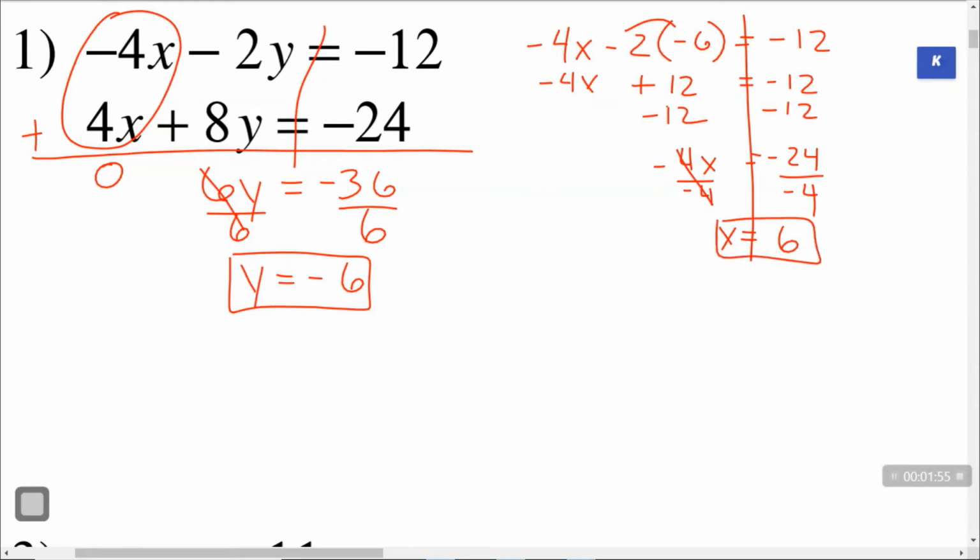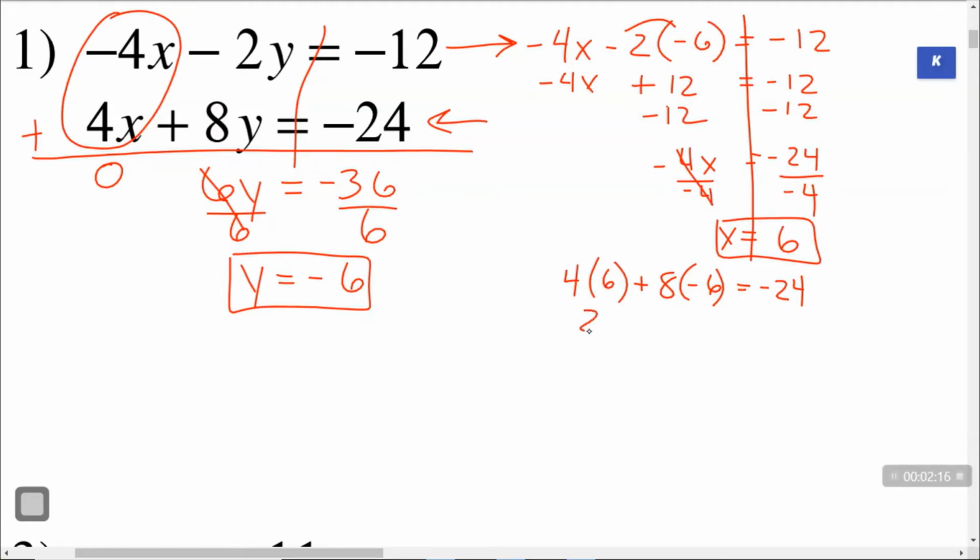Look at that, 6 and negative 6. Therefore, I want to check my answer, make sure that works. Now, if I use this equation to find my second variable, I must use the other equation to check it. So I've got to check it with 4 times 6 plus 8 times negative 6 equals negative 24.